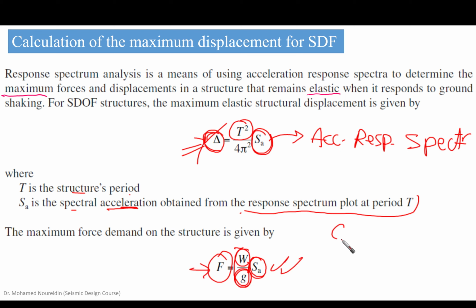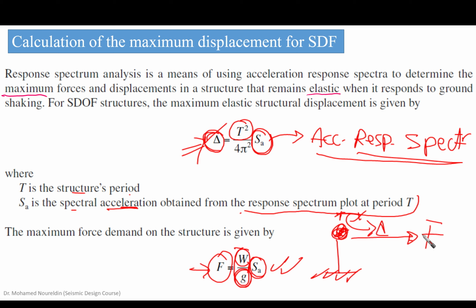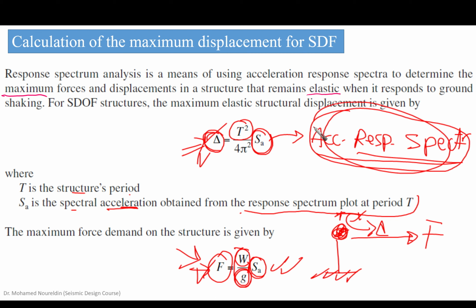So if we have a single degree of freedom system, from the acceleration response spectrum, we can get the maximum deformation delta, and we can obtain the maximum force that is going to be applied, which is F, as you saw here. Okay, so the two terms can now be obtained easily using our main tool, the acceleration response spectrum.